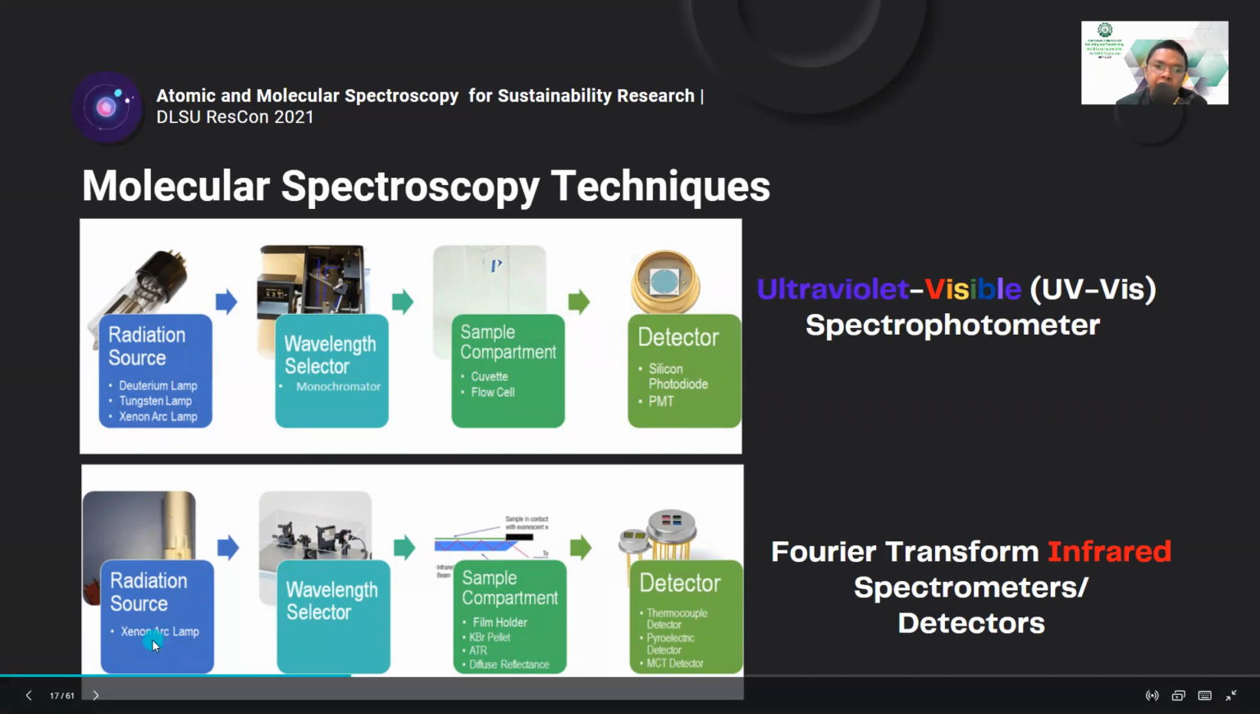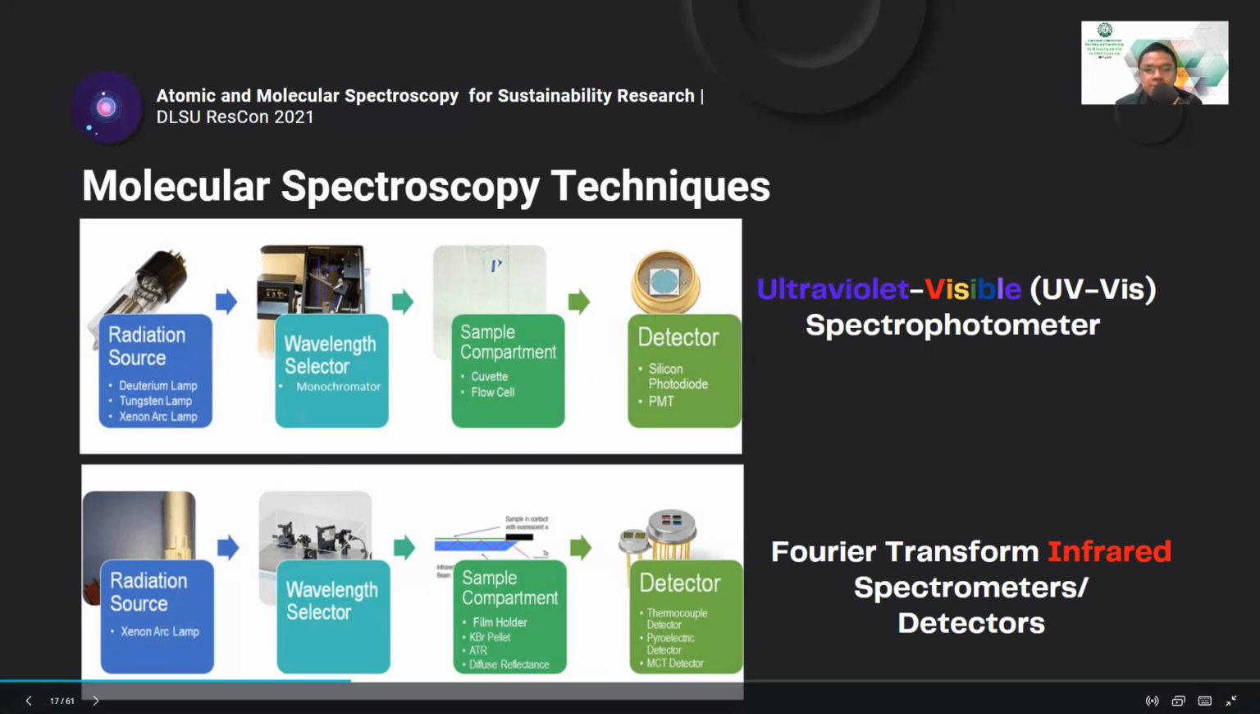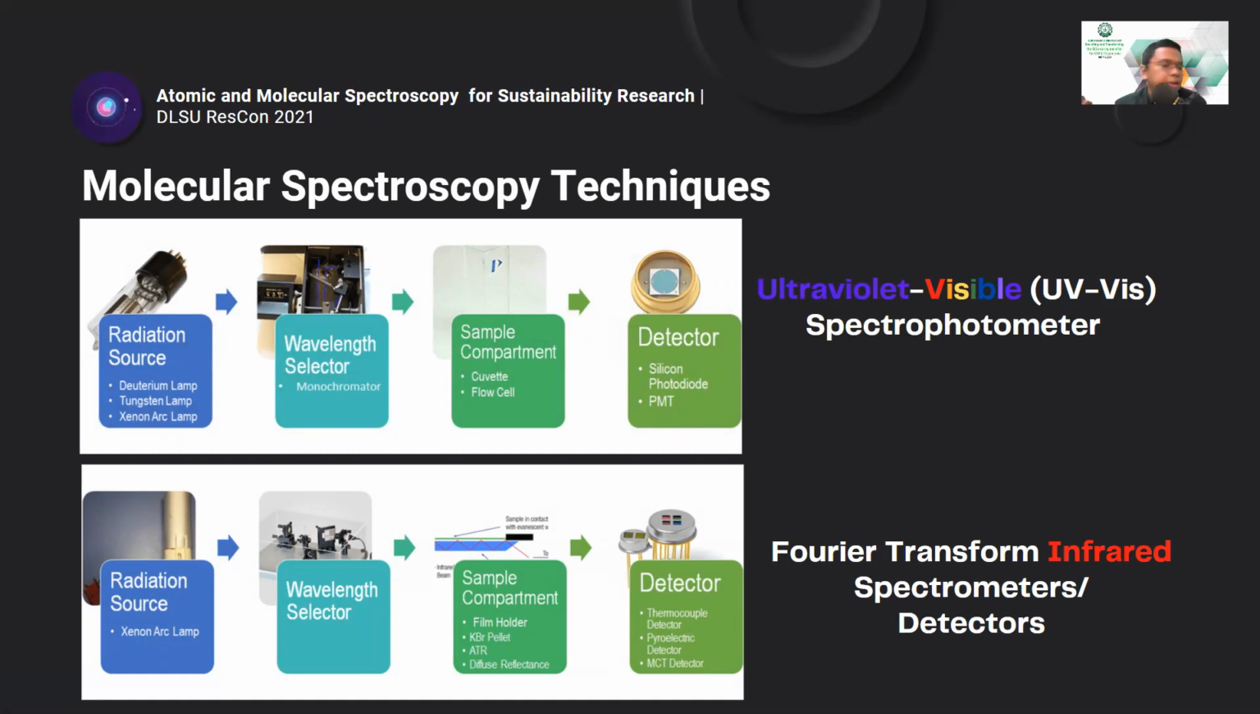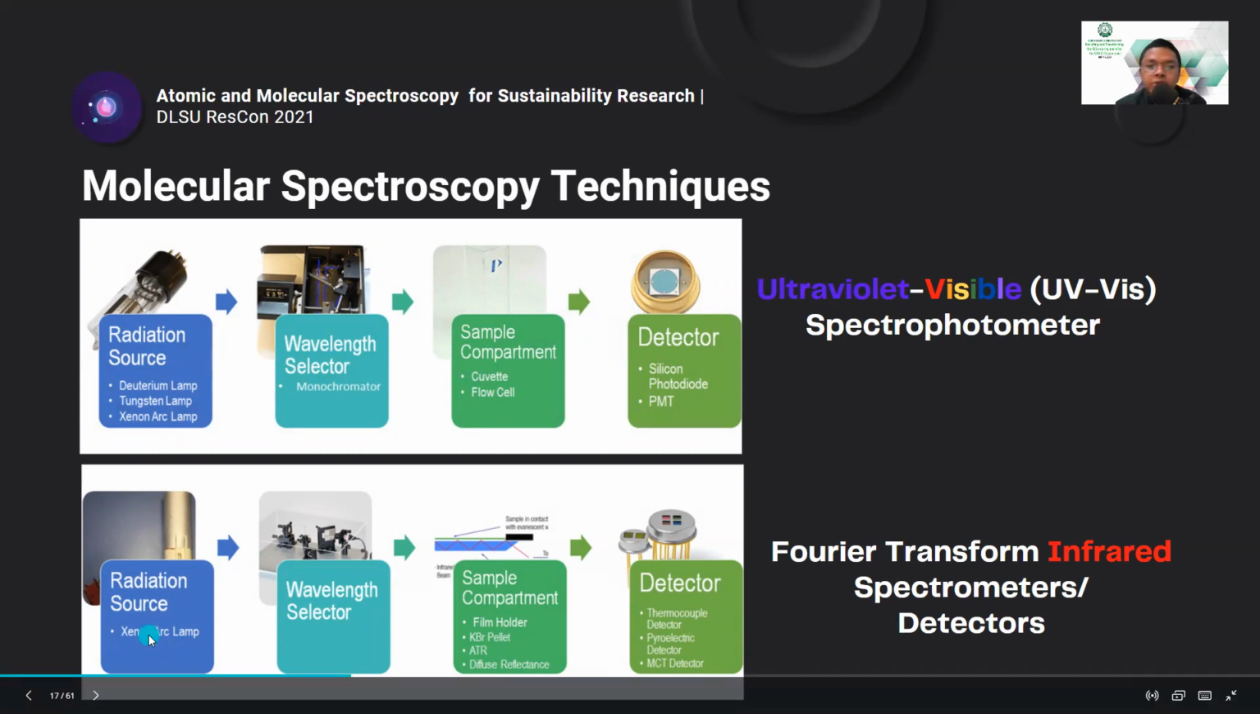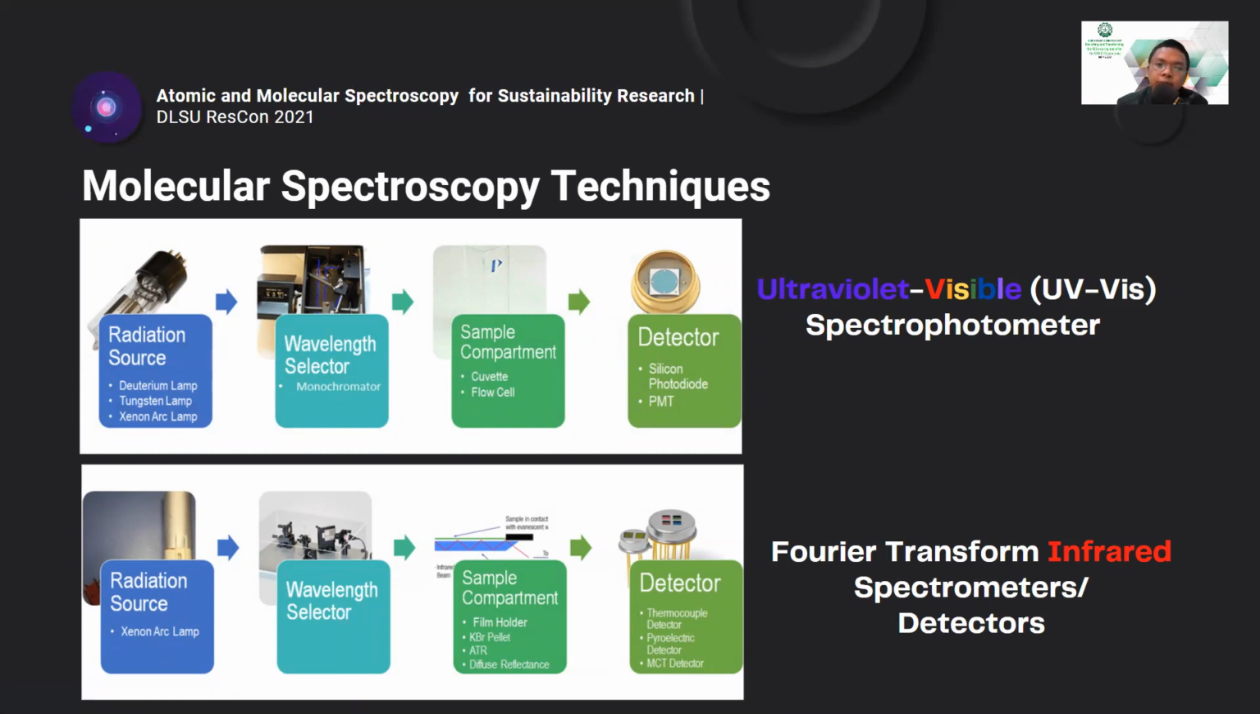So we have the FTIR. This is mistaken. Instead of xenon arc lamp, it should be a heat source. So hindi siya yung visible light or UV light na typical. It's actually heat or IR radiation which is emitted by this radiation source na dadaan sa interferometer, which is the wavelength selector for the FTIR.